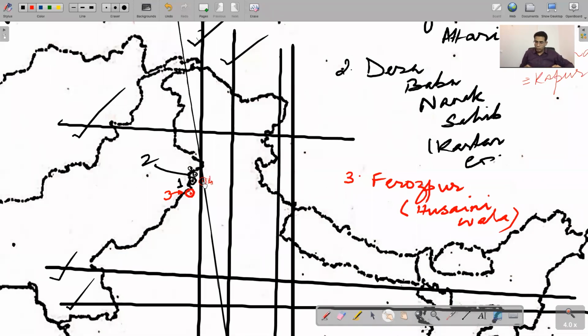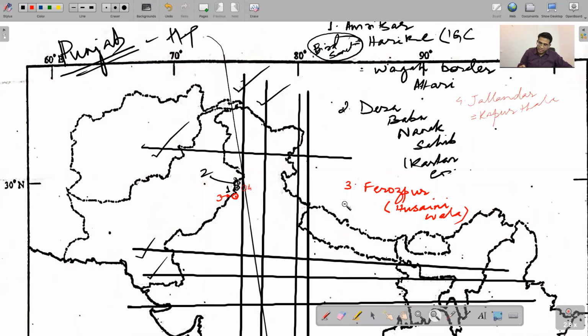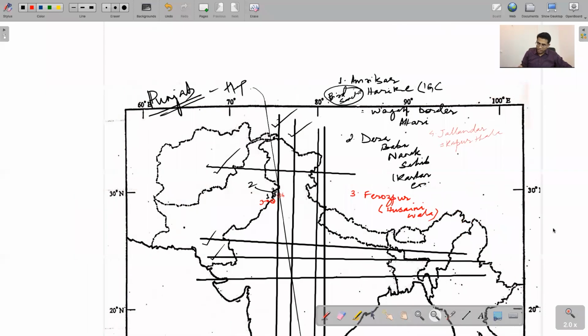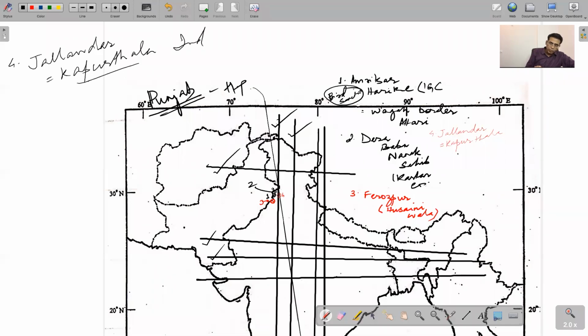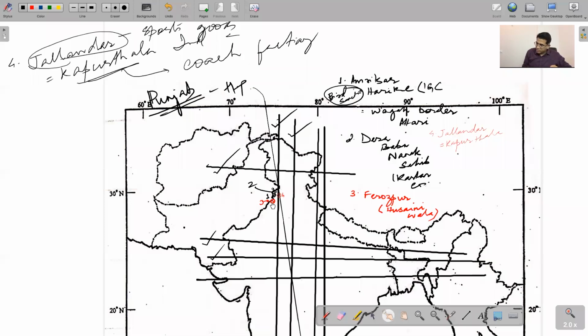Now, Jalandhar and Kapurthala is an industrial region. Number 4, Jalandhar and Kapurthala. This is an industrial region. Kapurthala has the integrated coach factory, and Jalandhar is more important for sports goods. Now, this is the coach factory making railway coaches.